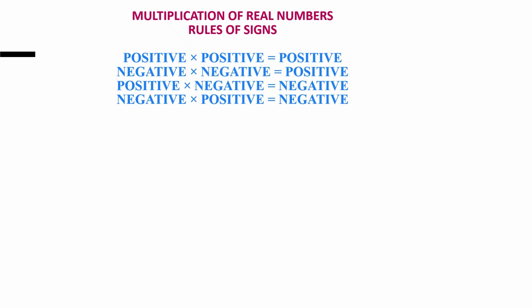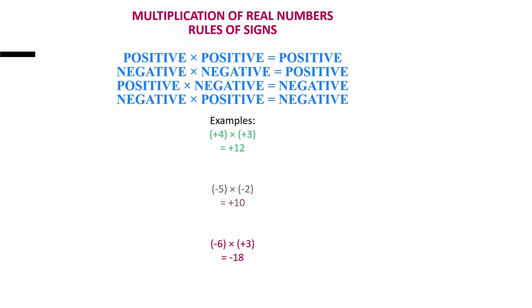Multiplication of real numbers, rule of signs. You have to understand that a positive number multiplying a positive number is going to give you positive. Negative multiplying negative is giving you positive. Positive times negative is negative, and negative times positive is negative.